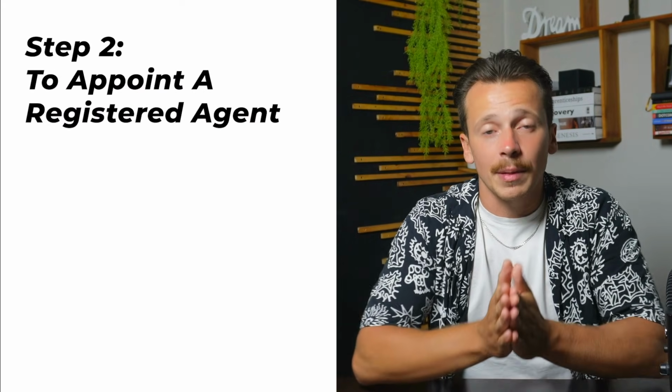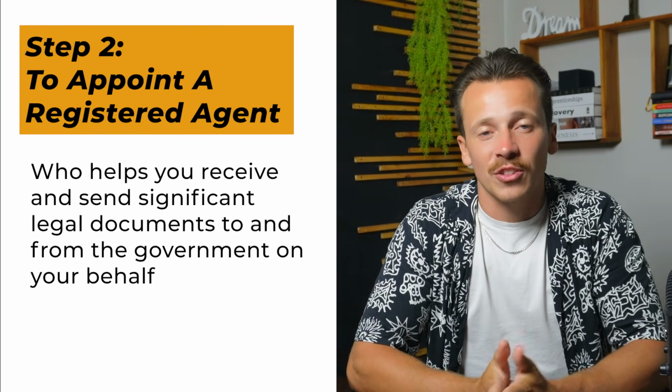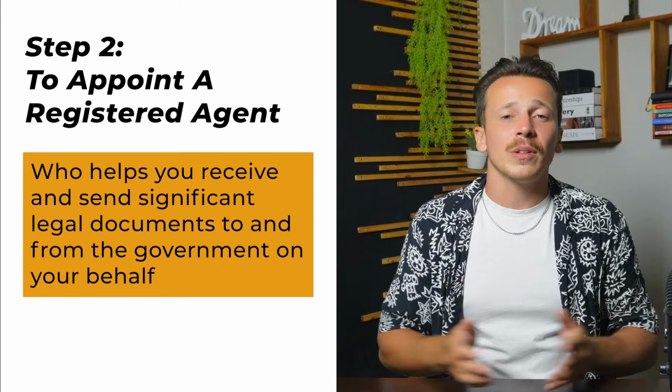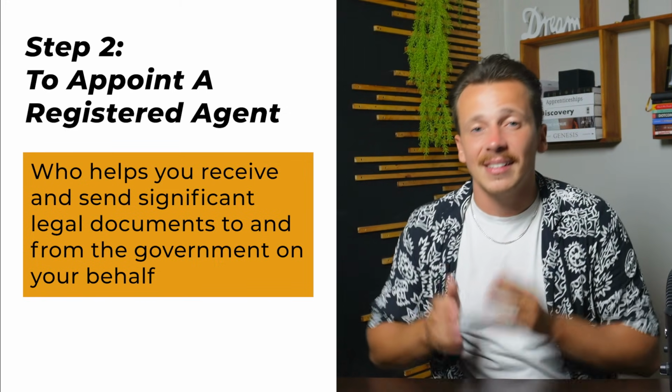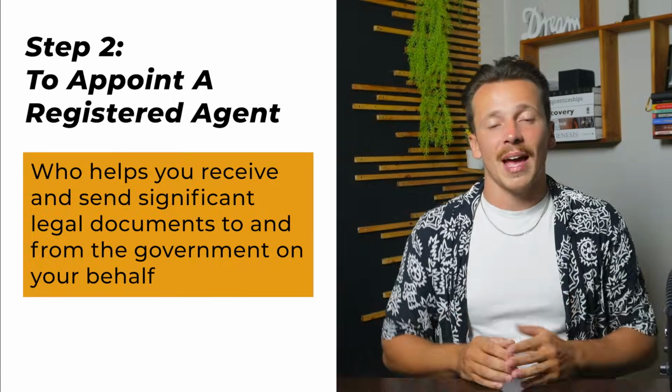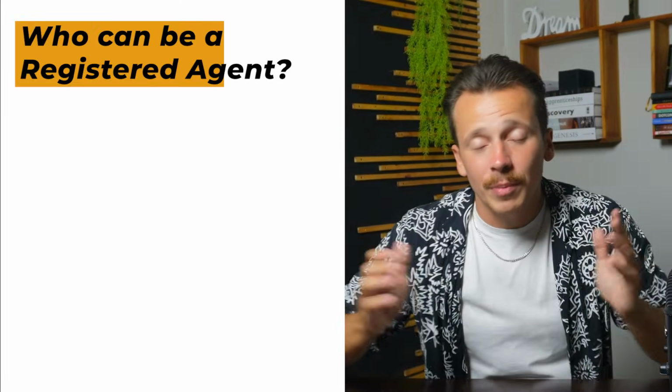So, step number 2 is to find a registered agent. A registered agent is a person or a business that is going to help you receive and send significant legal documents to and from the government on your behalf. So, in case you get sued or the state needs to contact you, they are going to contact you through your registered agent. So, who can be a registered agent?